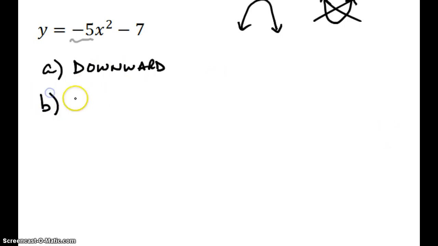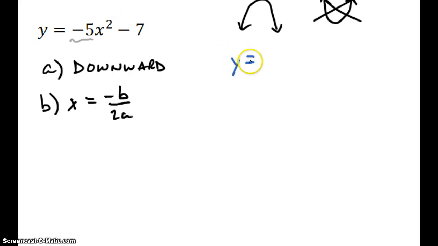Part B, we're asked to find the vertex. So to find the vertex, I need to use my handy formula. It occurs at x equals negative b over 2a. So that means that I have to have this in standard form.